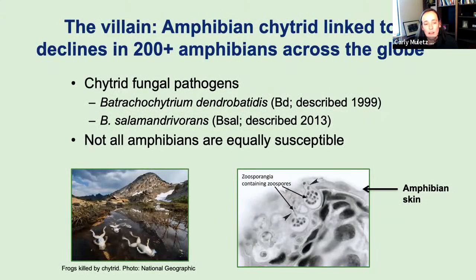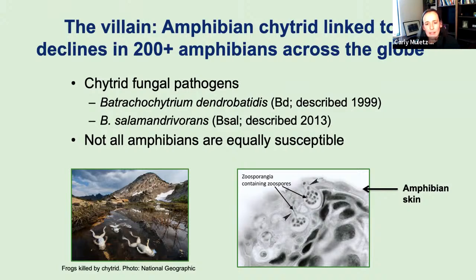So this villain in our story is the amphibian chytrid, which is linked to declines of 200-plus amphibian species from across the globe. The pathogen that went through Panama is Batrachochytrium dendrobatidis, which is Bd for short, or maybe short for bad. So for the rest of the talk, I'll call this guy Bd. It was first described in 1999, actually here at the Smithsonian National Zoo. We're part of a team that first discovered it.